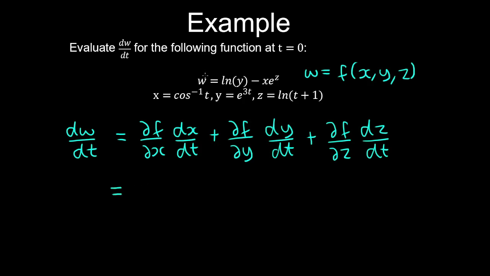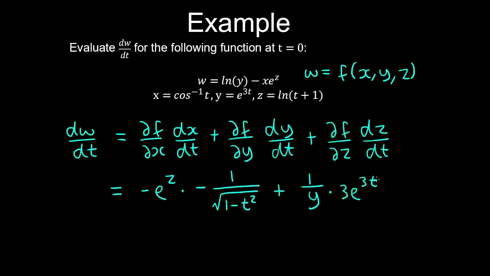So the derivative of w with respect to x is minus e to the z by dx dt, which is minus 1 on the square root of 1 minus t squared, being the derivative of arc cosine. And then we have df dy, which is 1 on y, by dy dt, which is 3e to the 3t, plus dw dz, which is minus x e to the z, by dz dt, which is 1 on t plus 1.